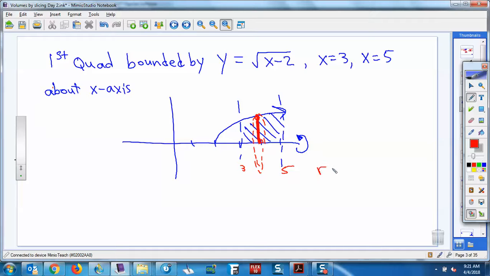So I like to write down my radius. My radius is that strip, which would be square root of x minus 2 minus 0. A lot of times it's just 0, so that's easy, but we'll get into some that's not. So the radius is that right there. And so now my integral is just going to be pi times my radius squared. Now I know square root squared would just go away, but I think it's good to write it here so we understand what we're doing. Times dx, and then the integral is from 3 to 5. That's it.